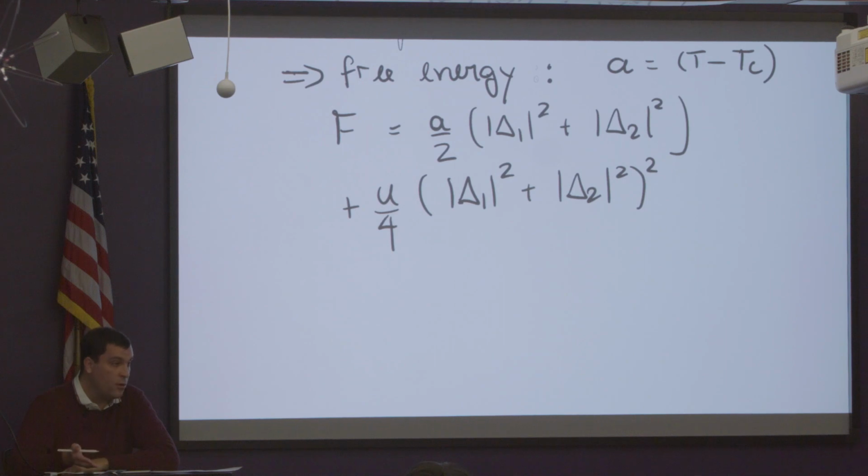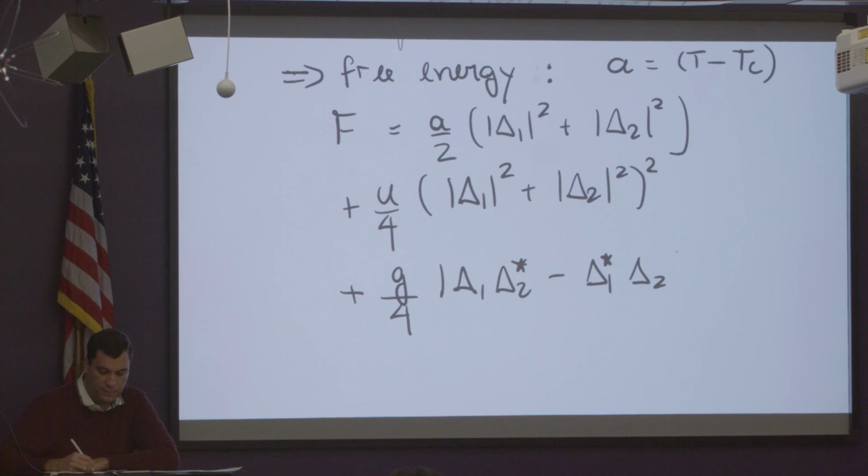And in fact, there are two different ways. You can use group theory, or you can do a microscopic calculation. You find there's going to be, for the hexagonal system, a new term that I'm going to call G, which is G times the absolute value squared of delta 1 delta 2 star minus delta 1 star delta 2. And this term is going to be essential because it's going to tell me what are the combinations of delta 1 and delta 2 that I can have. Okay? So what I'm going to do for the rest of the lecture is solve this problem within mean field. And then tomorrow, we're going to go beyond mean field to see what happens. Okay? So, the mean field solution.